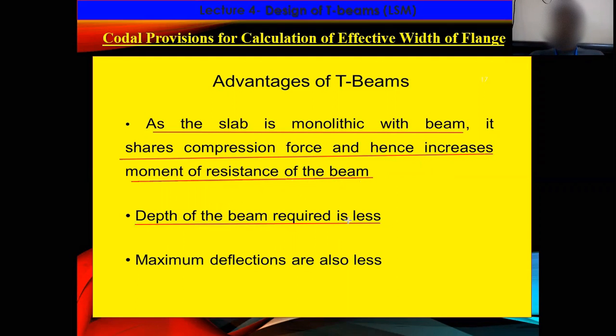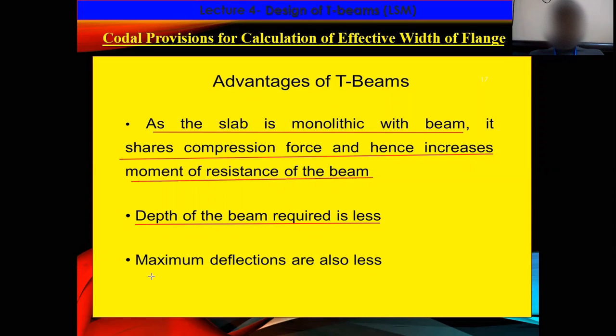Suppose it is a single isolated beam, then the total bending moment should be taken by the beam only, right? So the required depth is more to resist that much bending moment. If I take the advantage of the slab because I am constructing a monolithic structure, then the required depth will become less as compared to the isolated beam, because the slab will also take some bending moment. So that is why the required depth will become a little bit lesser as compared to the isolated beam.